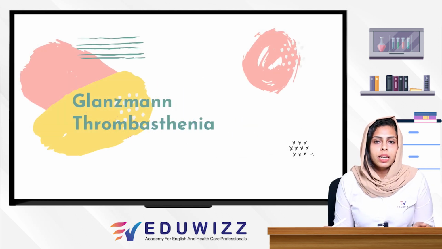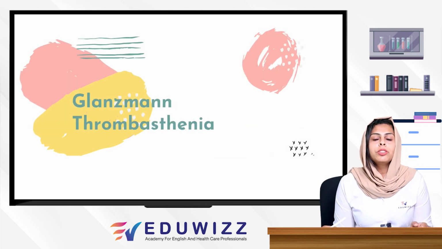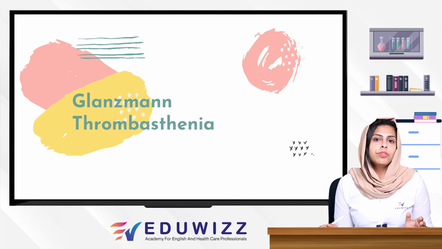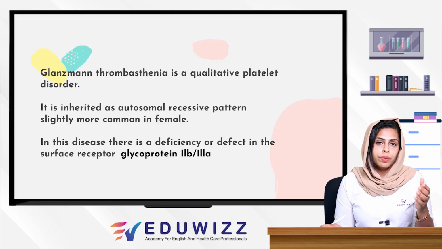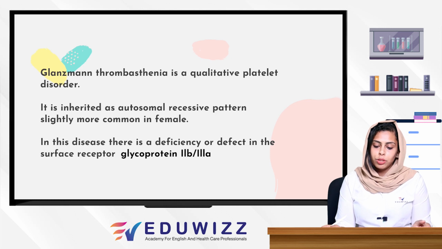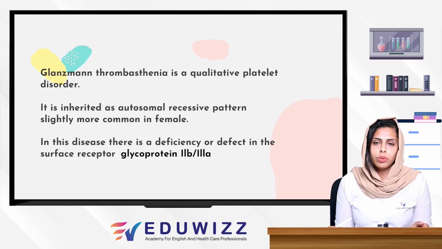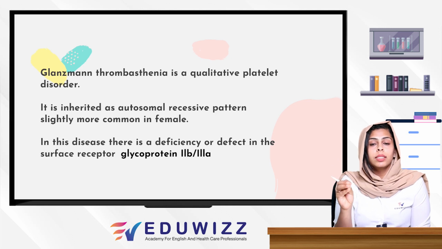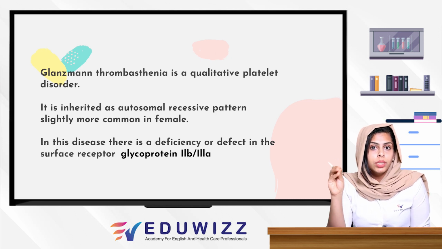So, our topic is Glanzmann thrombasthenia. Glanzmann thrombasthenia is a coagulation disorder. It is due to a defect in the platelet. So, when we study this, Glanzmann thrombasthenia is a qualitative platelet disorder. That means there is a problem with the quality of the platelet.